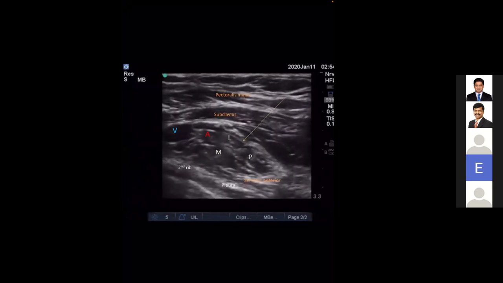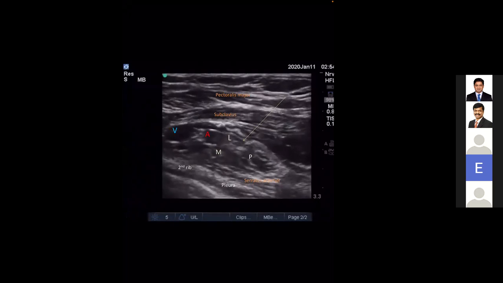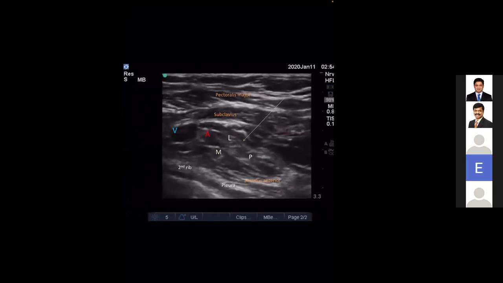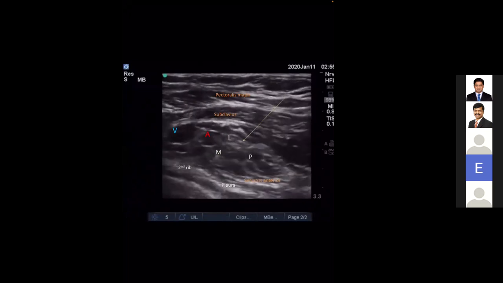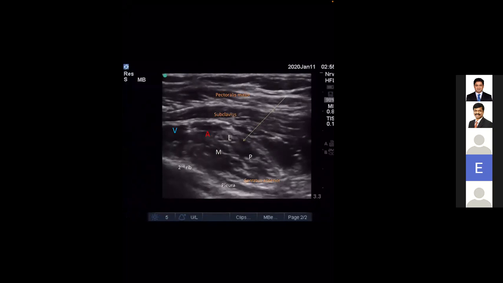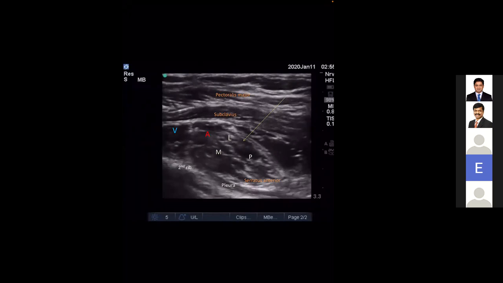Here you can see the axillary vein more medially towards the marker, the axillary artery in between the cords and the brachial plexus. And then you can see the needle tip slightly entering into that. Your aim should be the placement of the needle tip in between the plexus. Here, the lateral cord is situated more superficially, the medial cord much deeper, and the posterior cord much more lateral to the medial cord.